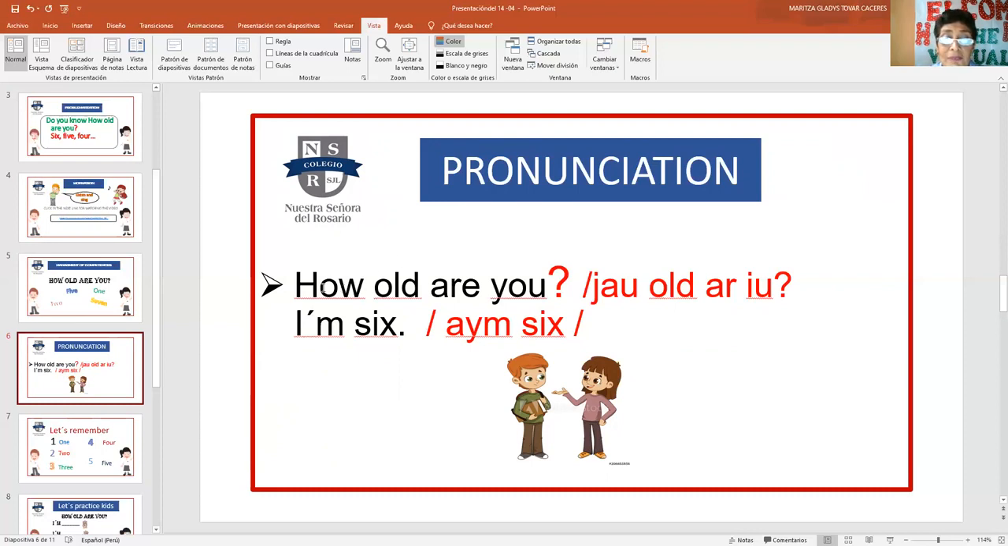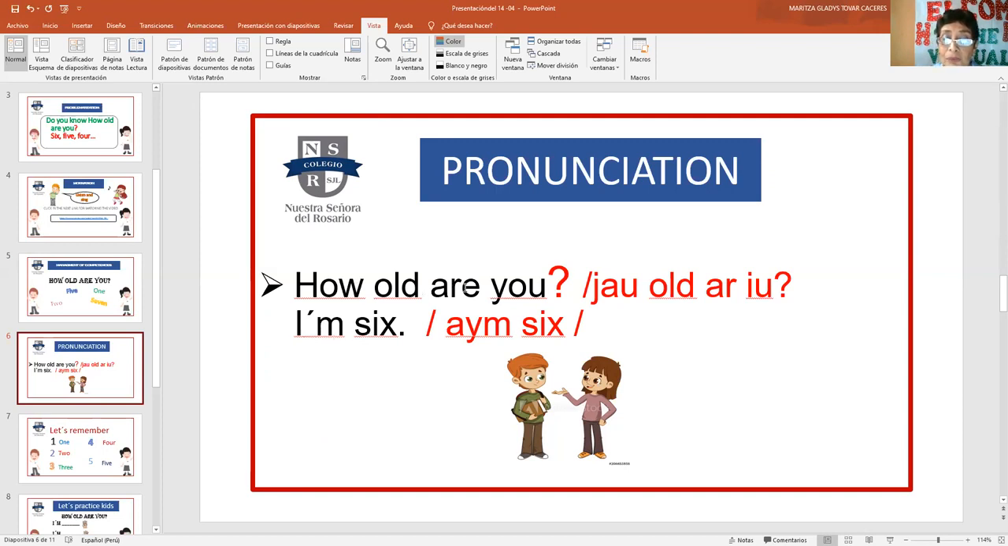The question says, this is the correct way to write the question. This is the writing, and here in red, we have the pronunciation. The question says, how old are you? How old are you? And this is the pronunciation. And the answer, depending on the person, will be, I'm 6, I'm 1, I'm 2, I'm 5, I'm 4. You have to say your real age.